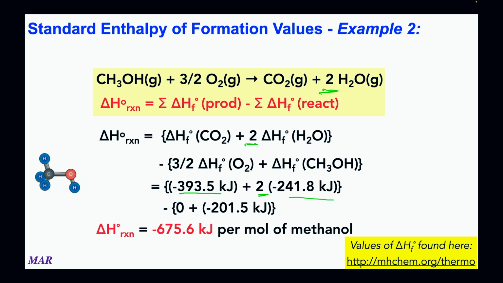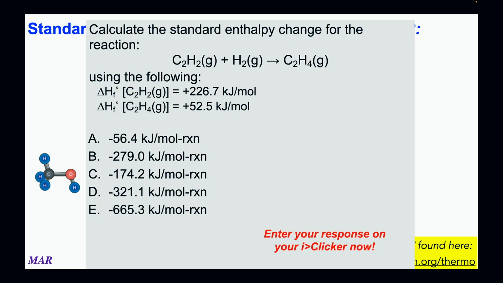Good to go. So burning alcohol, like methanol here, is usually exothermic. It's going to have a negative number. Here's the kind of question you might see. I'd like you to find the delta H of reaction for this reaction, C2H2 plus hydrogen making C2H4.